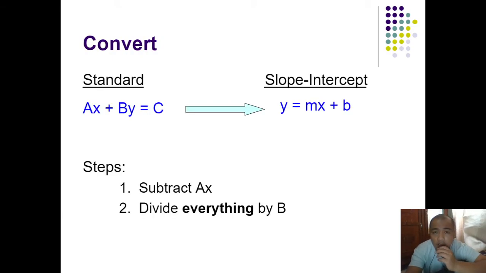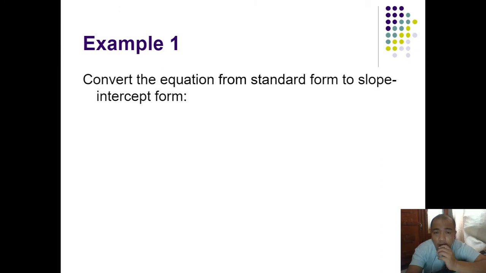Two steps lang. In converting standard form, or ax plus by equals c form, to slope-intercept form, step 1: subtract ax. For step 2, divide everything by b. Example 1. Convert the equation from standard form to slope-intercept form: 2x plus 3y equals 12.